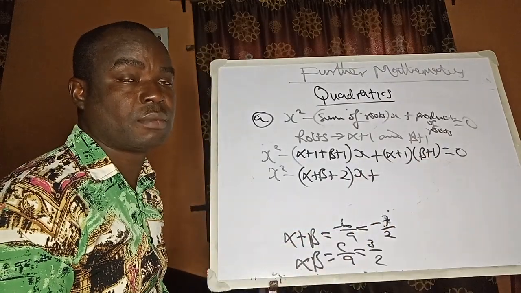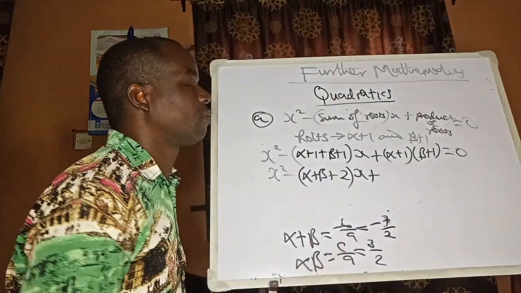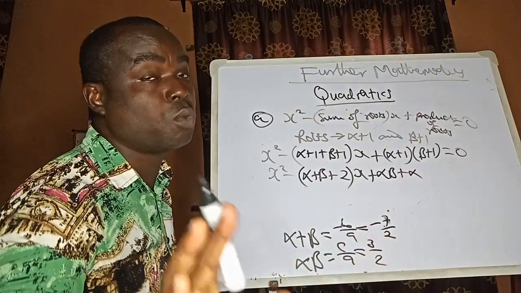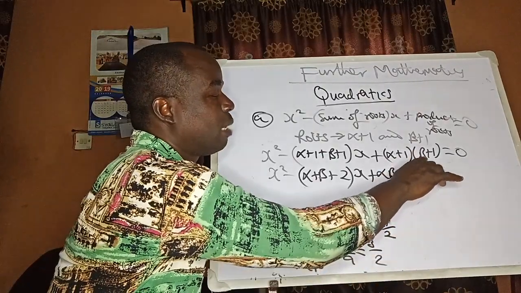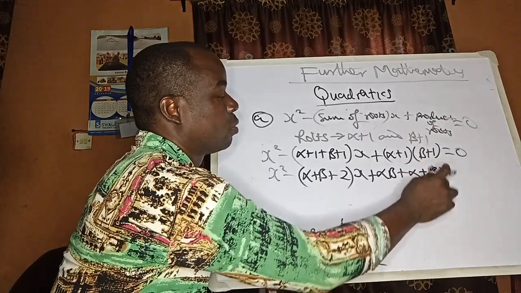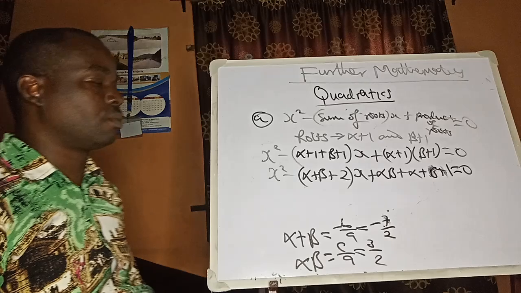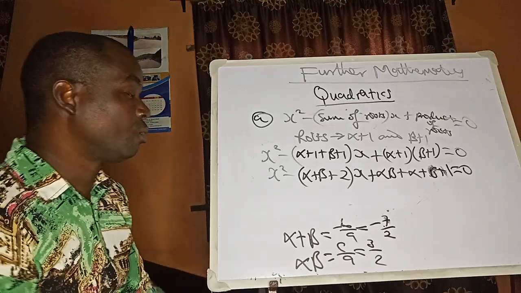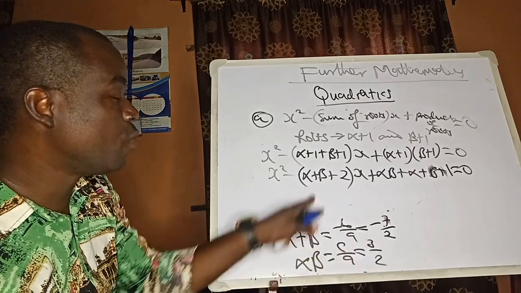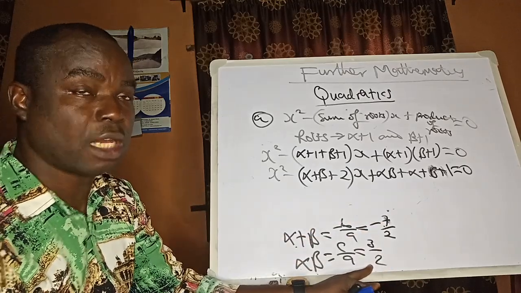Now you expand this and this. How do you expand them? Each one here multiplies everybody here. Alpha times beta is alpha beta. Alpha times 1 is alpha. I'm done with alpha, so we go to 1. 1 times beta is beta. Then 1 times 1 is 1, equal to 0. Now let's quickly finish it up. You see why I asked you to find alpha plus beta and alpha beta. Anywhere we see alpha plus beta, we'll put this one, and anywhere we see alpha beta, we'll put this one.